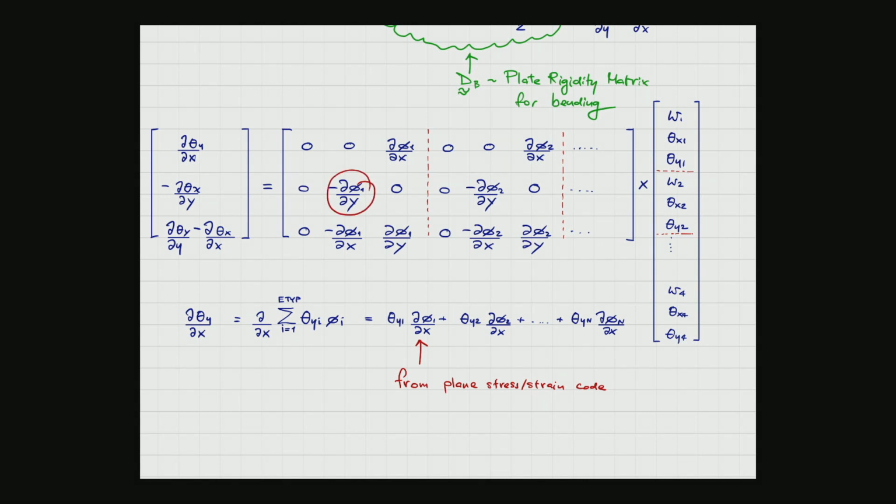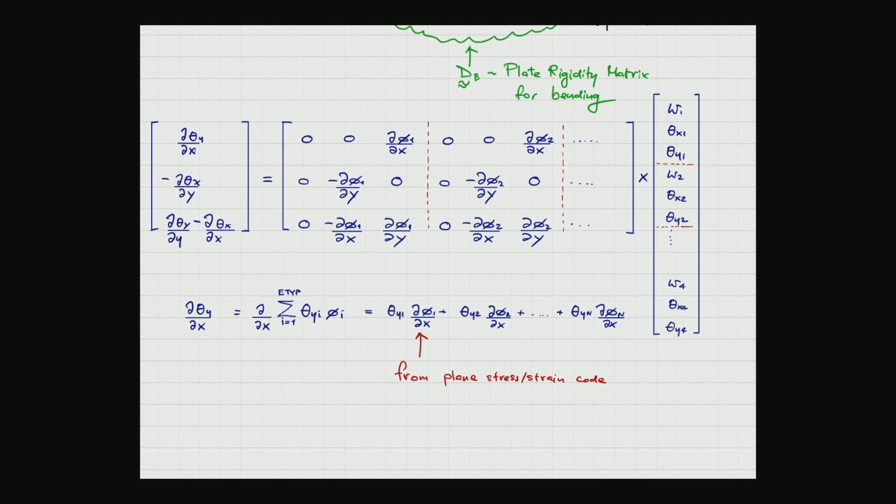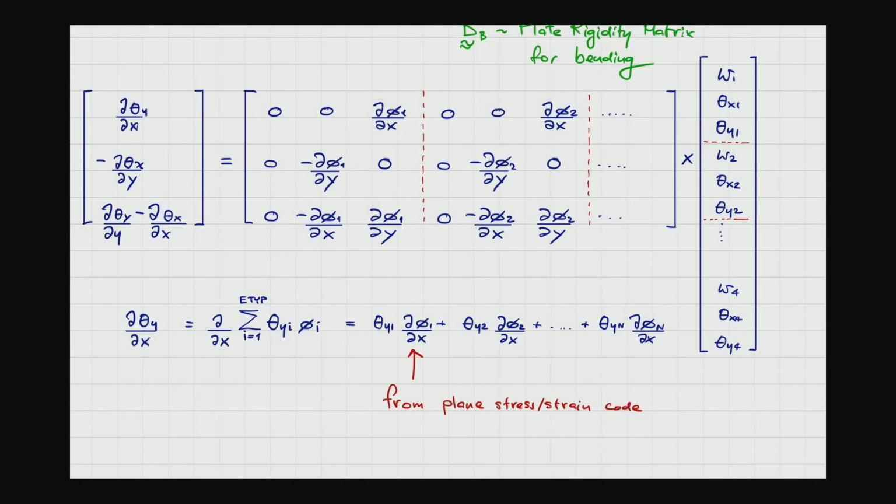And likewise for this, with respect to x, with respect to y, it doesn't really matter. You just distribute all these numbers to the right place in the B matrix. So the B matrix size is going to be how many rows? 3 rows. But how many columns? Element type, the number of nodes, multiplied by 3.